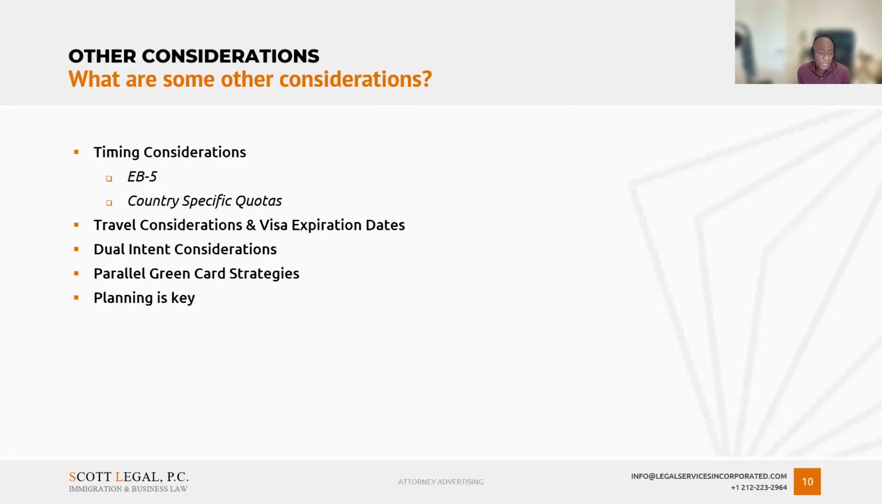And then we have a lot of clients who do parallel green card strategies where they may initially do EB-5, but then they get married, and then we do a marriage-based petition for them. So there is quite a bit of that going on. And really planning, I think, is key for this.